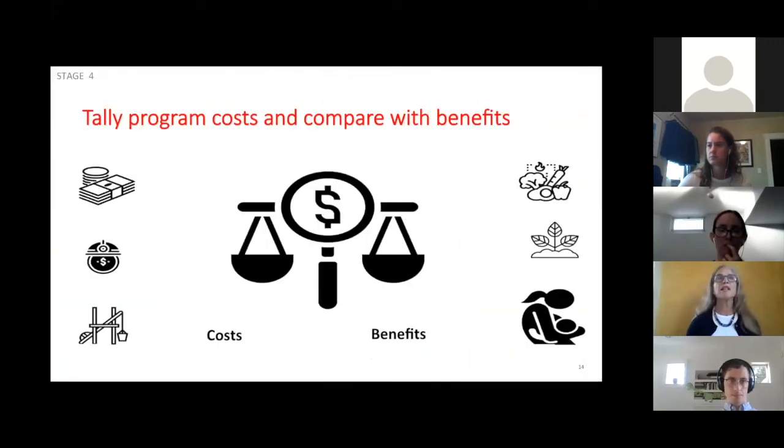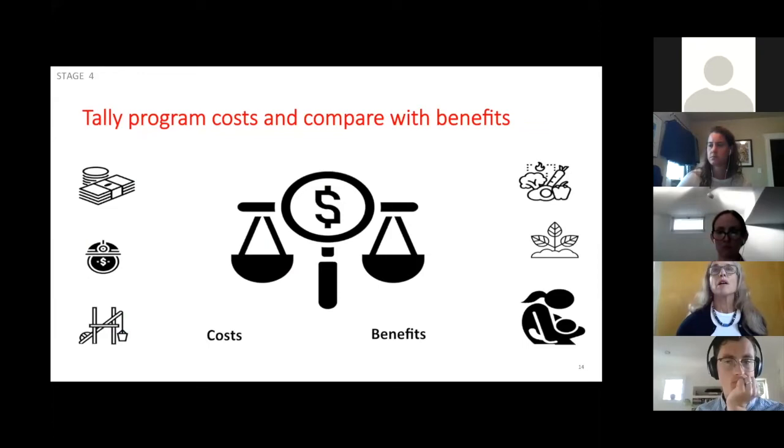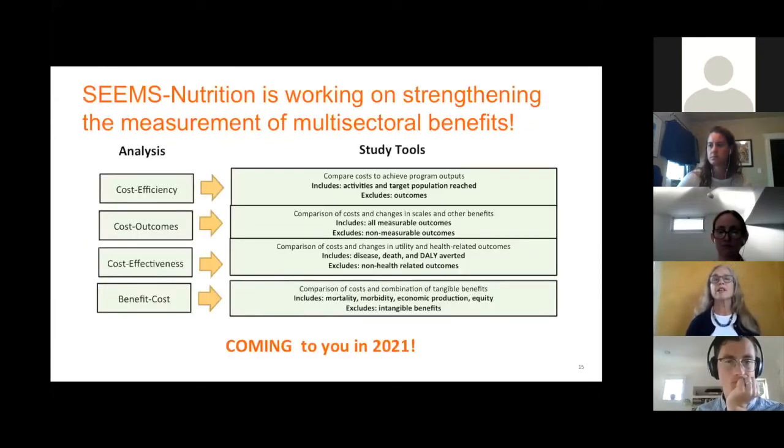All right. So finally, the final stage is tallying program costs and comparing with benefits. And what you're going to be hearing in the next presentation, of course, is information on applying this framework. In this year of our SEAMS Nutrition Project, we are actually working hard to improve the measurement of multisectoral benefits. We've made a lot of progress on cost efficiency and cost outcomes, but we're looking at how we compare and improve measures of cost effectiveness and measures of benefit cost in order to capture that full range of benefits.